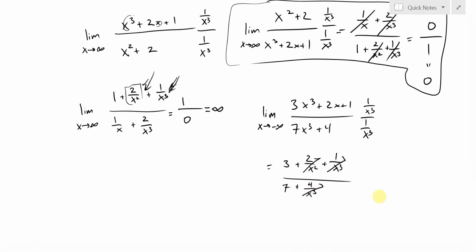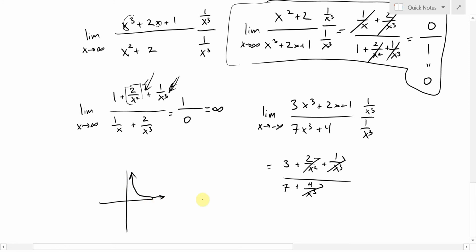Right? I'm just using the fact that if you look at the graph of something like 1 over x, it has a horizontal asymptote. It approaches 0 as you go out to infinity. But you know what? It also approaches 0 as you go out to negative infinity.